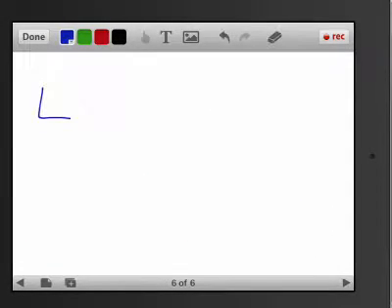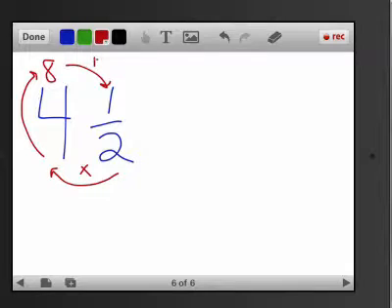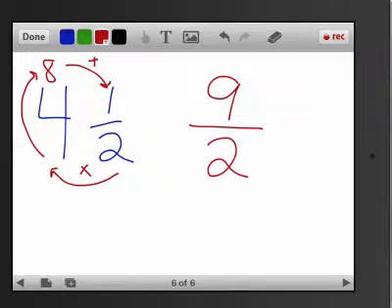Let's do 4 1/2. How would I change that to an improper fraction? What do I first do, you remember? I multiply. 2 times 4 is 8. I always like to write it up there because I'm following my circle around. 8. Do you remember what you do to end it? 8 plus 1 is 9. What do I do for my denominator? I keep it the same, it's 2. So 4 1/2 is equal to the improper fraction of 9/2.